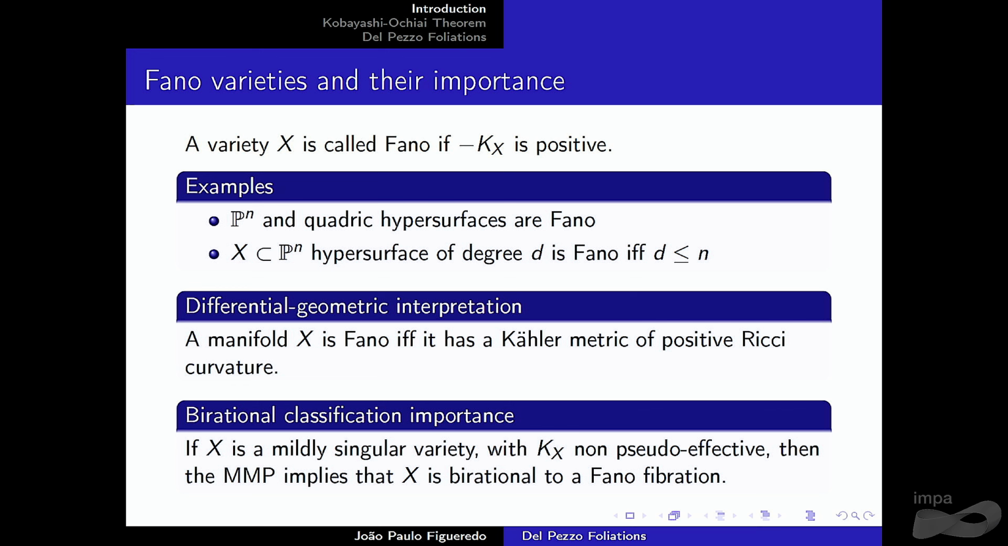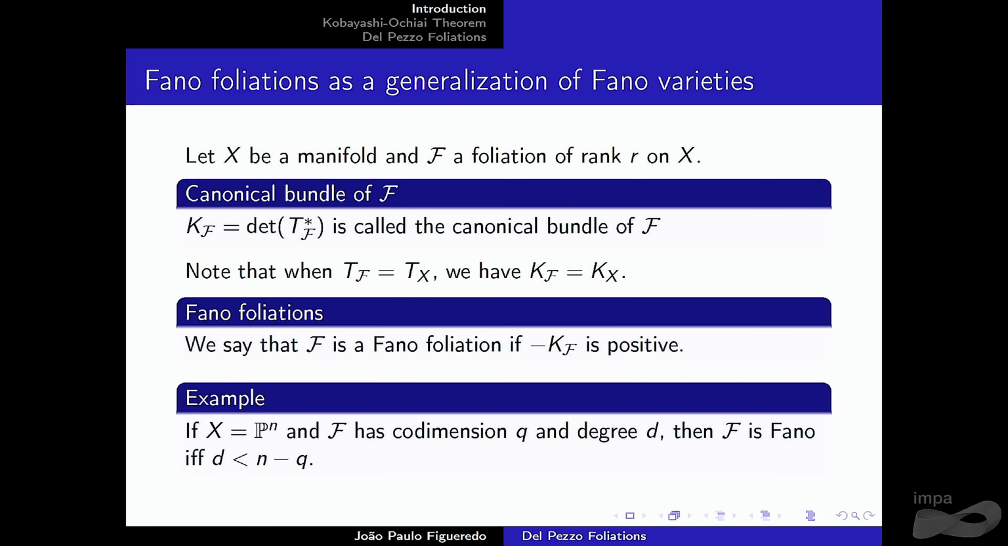So if X has some mild singularities and the canonical bundle is non-pseudo-effective, which means it's not a limit of effective divisors, then the minimal model program implies that X is birational to a Fano fibration. All right? I'm not being very precise here, but more or less this is the idea. Okay? So Fano foliations can be seen as a generalization of Fano varieties.